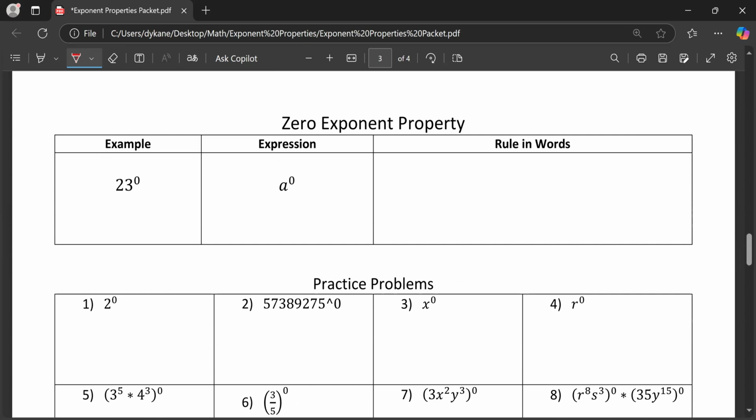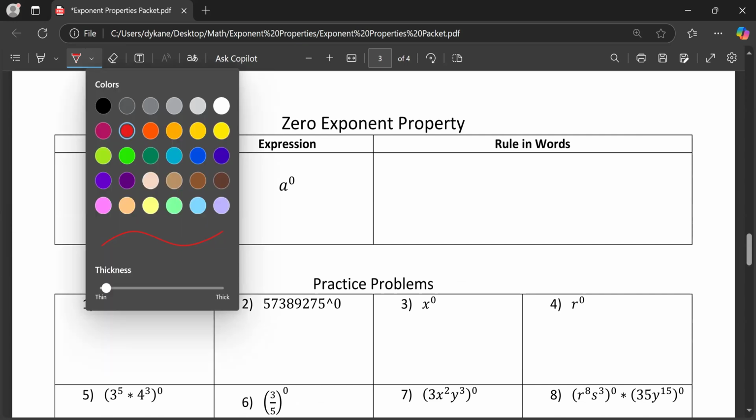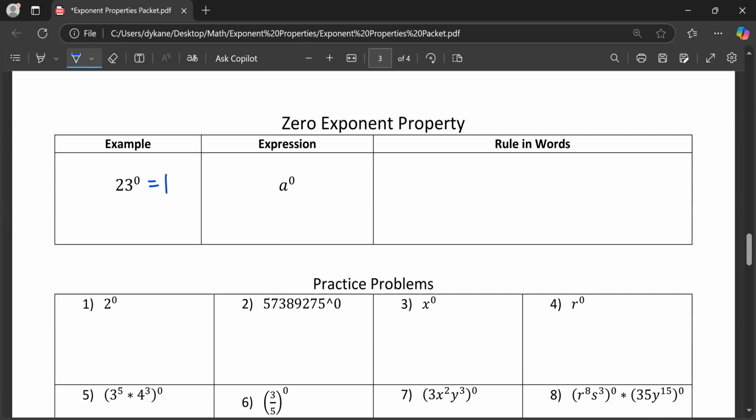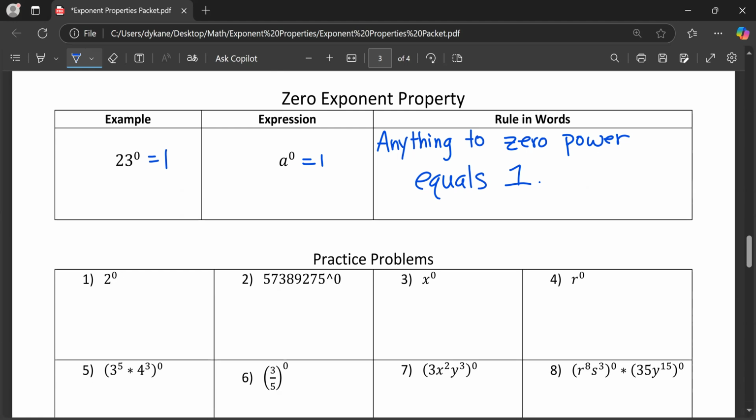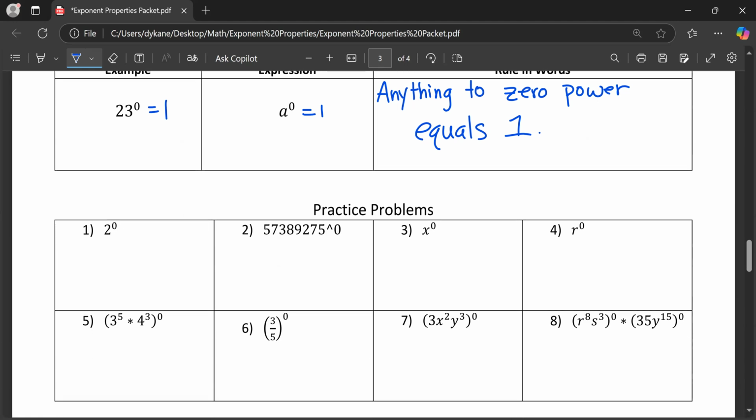All right, the 0 exponent property. This one's great. I love it because it is the easiest thing ever. Anything to the 0 power equals 1. Doesn't matter how big the number, how small the number, if it's a decimal, a fraction, positive, negative, whatever, anything to the 0 power equals 1. So whatever the base is, it just turns it to 1. So that one's a really easy property. So go ahead and do those 8 practice problems really quick.